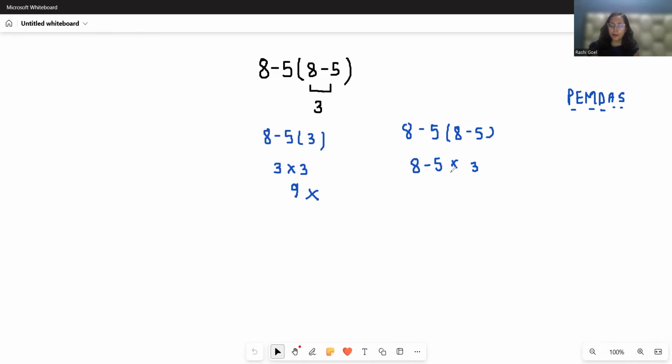Now we have subtraction and then multiplication according to PMD. Thus multiplication has higher priority than subtraction. So we have to go with multiplication first. So 5 times 3 is 15. So 8 minus 15 is equal to minus 7. So our final answer to this problem is minus 7.